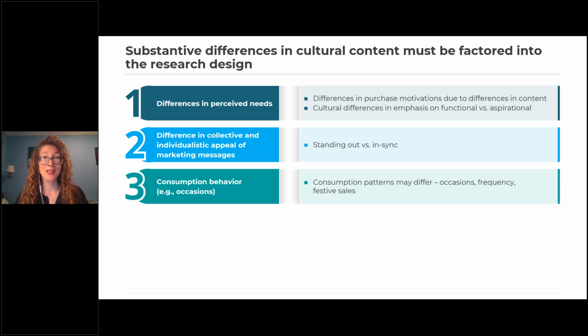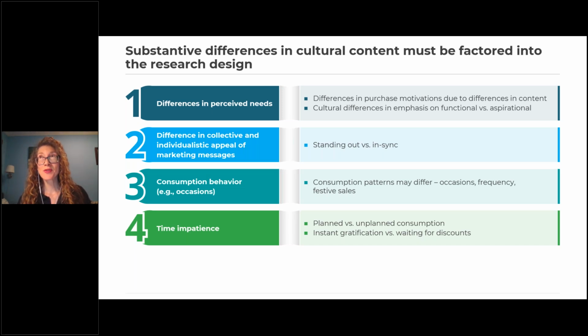We absolutely have to take consumption behavior into account when designing our survey instrument because consumption patterns may differ from occasions, different holidays that are celebrated, to frequency, to practices of in-home versus out of the home and office. So all of these need to be considered before designing a survey.